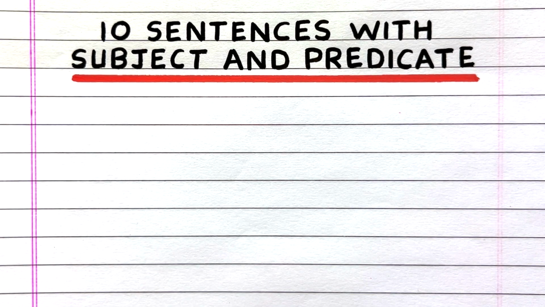Subject and predicate are two essential parts of a sentence. The predicate of a sentence describes what the subject is doing or the state of the subject. Here in this video, I'll write 10 sentences with subject and predicate. Let's get started.